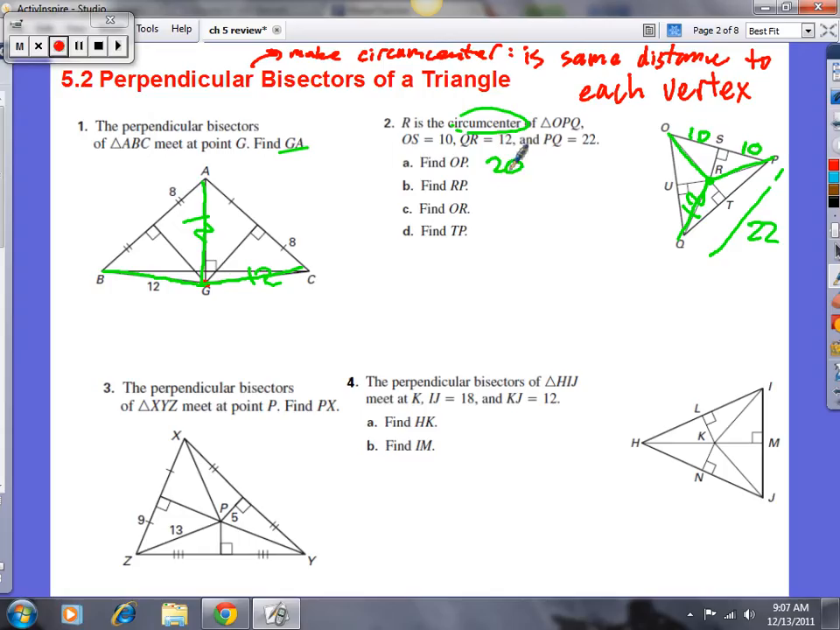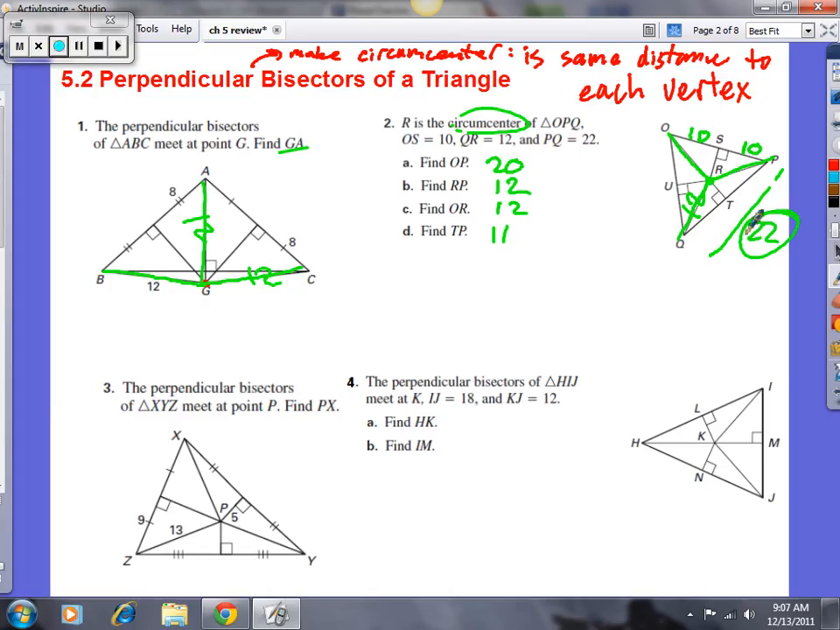From R to P is the same as from R to Q. If R to Q is 12, R to P is also 12. O to R is the same. It's got to be 12 too. And the last one, what about from T to P? What's the distance from T to P? How come it's 11? Because it's got to be half of the total distance, 22.